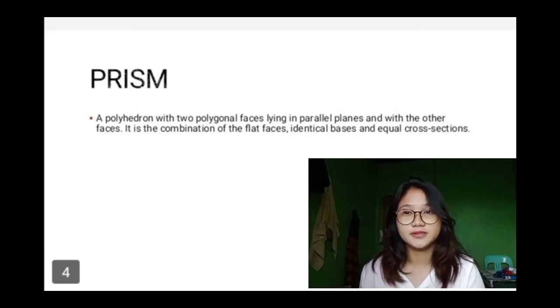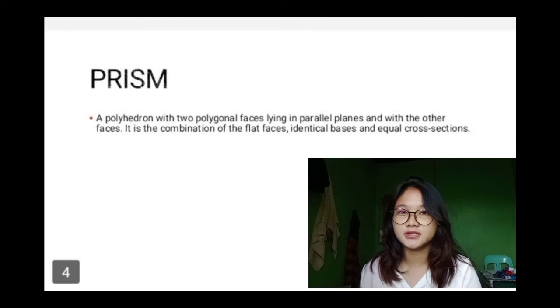What is a prism? A prism is a polyhedron with two polygonal faces lying in parallel planes and with the other faces. It is the combination of flat faces, identical bases, and equal cross sections.